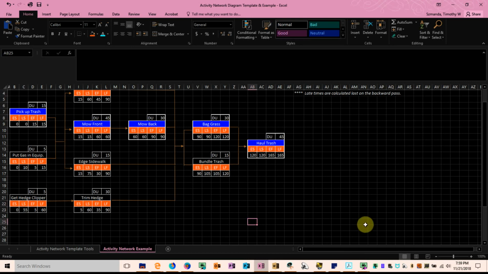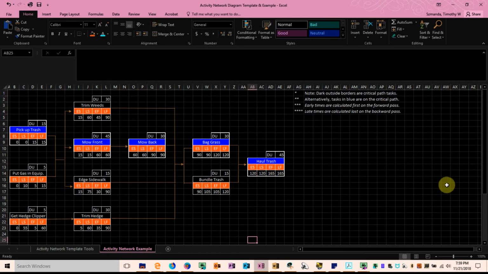Once all these values are now determined, then as I said earlier in the beginning of the first video, we now can determine the critical path, which was predetermined since these values were already filled in, and any slack that we have. We can take advantage of that to reallocate resources.